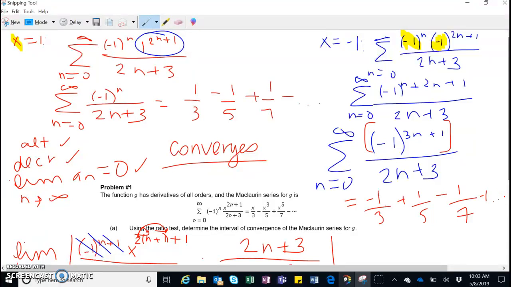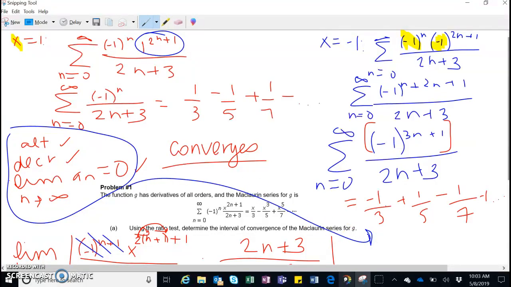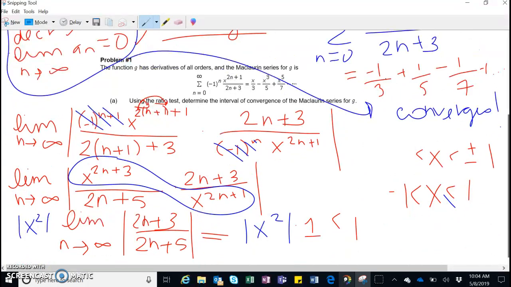So it used to have a +1/3 to lead, and now I'm leading with a -1/3. So the good news is this is still alternating. And based on the work that I established over here in my previous endpoint, all that stuff still applies to this series. The terms alternate. The terms are decreasing, the limit approaches 0, so this endpoint also converges, which means I get to come down to my interval and include that one as well.